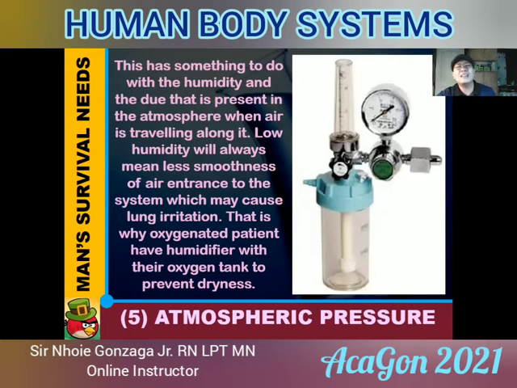Number 5, atmospheric pressure. What is this? This has something to do with the humidity and the dew. Oh, sorry, it should have been spelled D-E-W, dew. That is present in the atmosphere when air is traveling along it. Low humidity will always mean less smoothness of air entrance to the system, which may cause lung irritation. This is why oxygenated patients have a humidifier in their oxygen tank to prevent dryness.